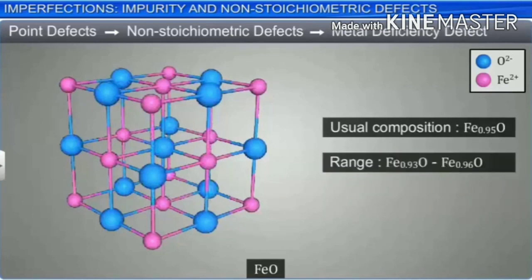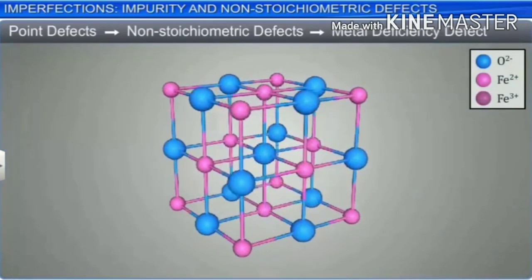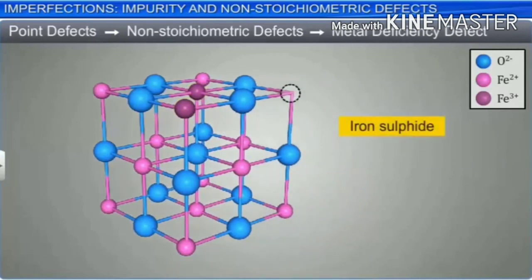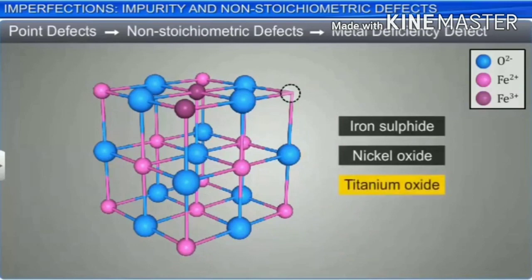In crystals of FeO, some Fe2+ cations are missing, and electrical neutrality is maintained by the presence of the required number of Fe3+ ions. Iron sulfide, nickel oxide, and titanium oxide are other examples that have this defect.